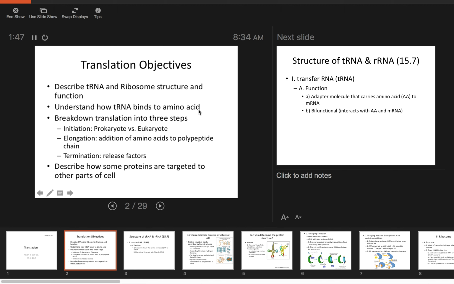Okay, translation objectives. So we'll talk about tRNAs, their structures, as well as ribosome structures, and then what they do. Understand how tRNA binds to an amino acid. And then we'll break down translation into its 3 steps: initiation, elongation, termination. Notice that there are some more differences between prokaryotes and eukaryotes. And then describe how some proteins are targeted to other parts of the cell, like how they go to the ER and then from the ER to different parts of the cell.